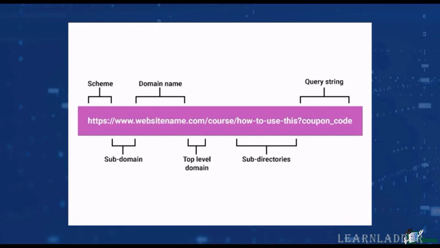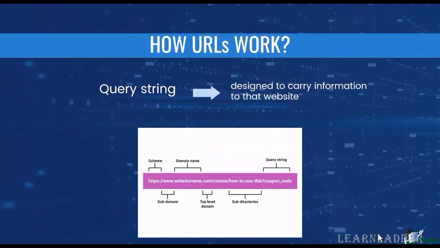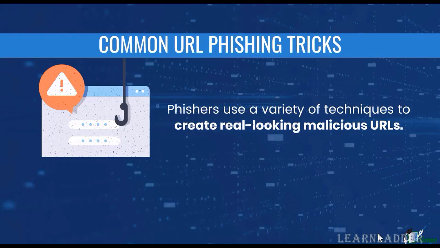I'm mentioning this since understanding how a URL works is essential to identifying phishing pages. If you have www.websitename.com.evilsite.com, it belongs to evilsite.com, not websitename.com. Knowing that difference is vital for knowing who owns that web page. Phishers and other cybercriminals use various techniques to create real-looking malicious URLs.